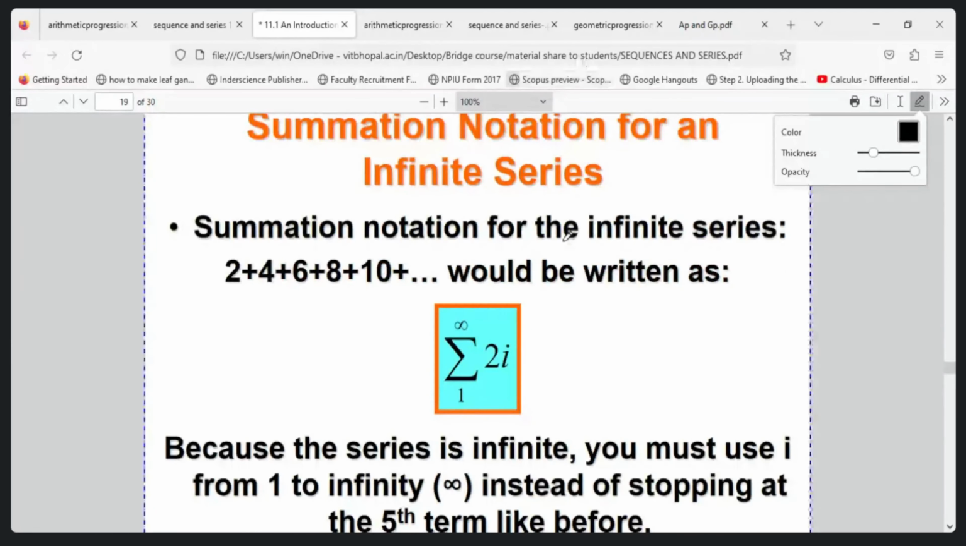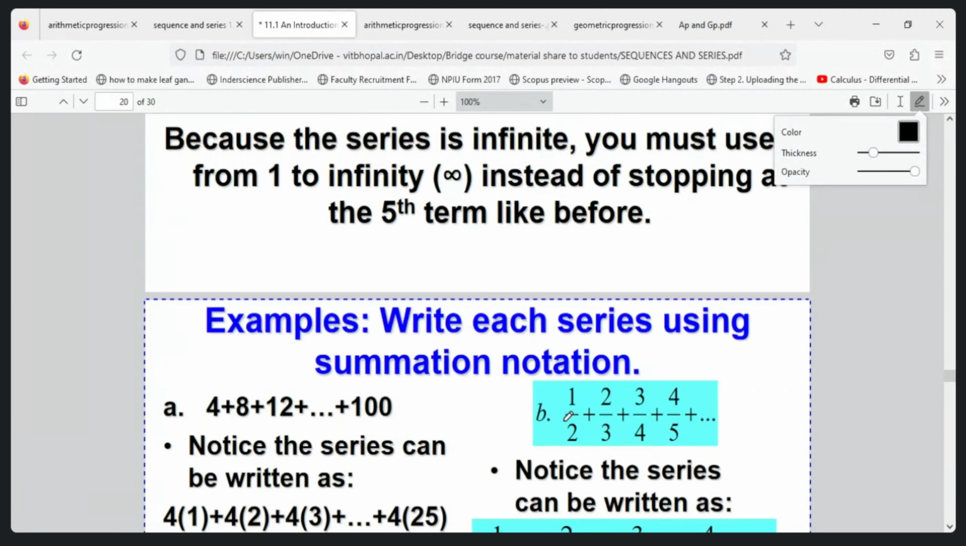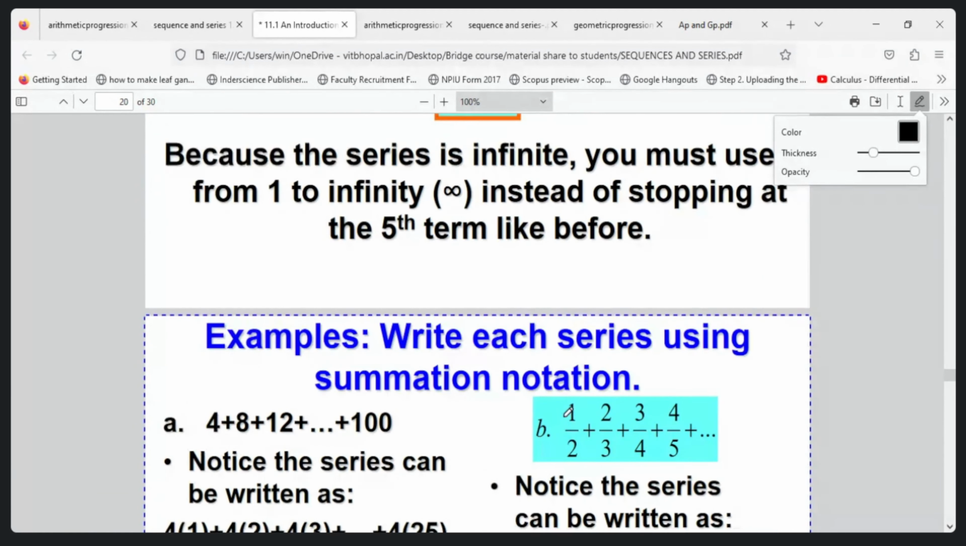The summation of an infinite series: i equal to 1 to infinity of 2i. Because the series is infinite, you must use i from 1 to infinity instead of stopping at the fifth term like before. So that you can understand the difference between the series and the sequences. Series will come after the sequences only.